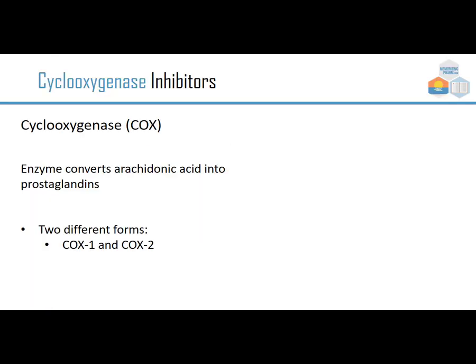So we'll start with cyclooxygenase inhibitors, and cyclooxygenase is an enzyme that converts arachidonic acid into prostaglandins, and there are two different forms. There's cyclooxygenase 1 and cyclooxygenase 2, which we refer to as COX-1 and COX-2.